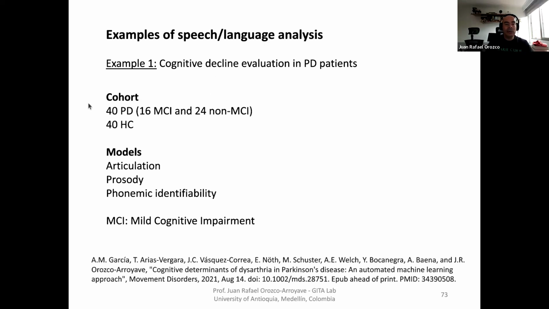So for that, we had access to a corpus with 40 patients and 40 healthy controls, and within these 40 patients, 16 of them had already started suffering from what is called mild cognitive impairment, which is the starting point of a dementia. And 24 of them were not with MCI. Those are according to what is called the mini-mental examination test. So we modeled them according to articulation, prosody, and phonemic identifiability, which is the probability of each phoneme to be correctly produced.